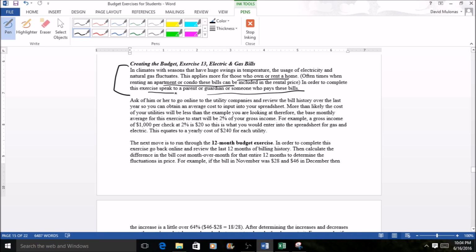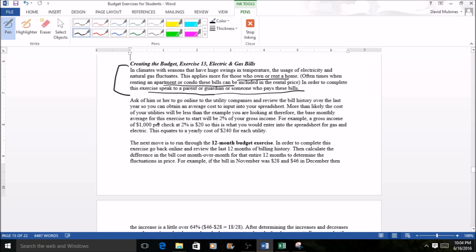You can speak to a parent or a guardian about who pays the bills if you want to see what their bills look like, but really what you need them to do is go online so they can review a bill history over the last year. That's typically what you'll get, but you could probably go a little longer. You want to get this information so you can build it into your spreadsheet, because you need to use it to work this exercise.